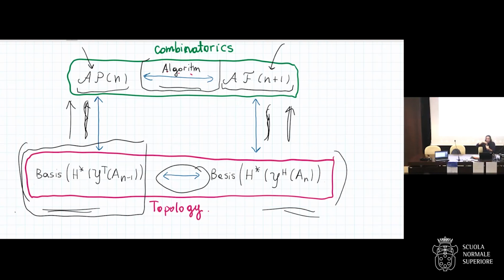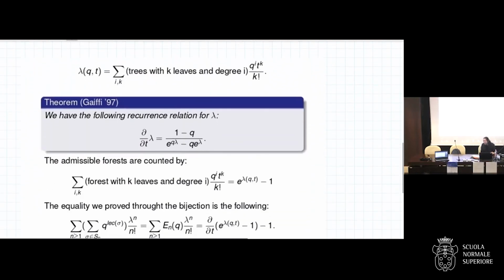Any quick questions? How many elements are there in AF n+1? Yeah, this is a nice question. Actually, I had an extra slide.